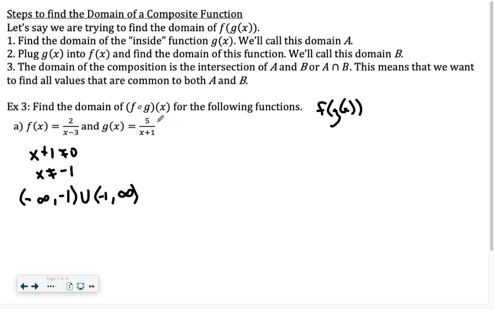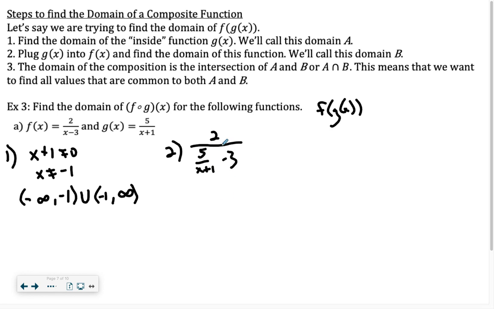This is the domain of the inside portion. Okay, here I'll label it as step 1. Step 2 then, plug g into f and then find the domain of that function. So that would be, let's see, 2 over, and I'm replacing this x with 5 over x plus 1. Right? I'm actually plugging g of x in place of x. So that'll be 5 over x plus 1 minus 3, like that.